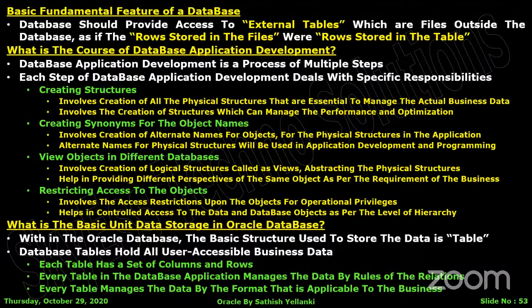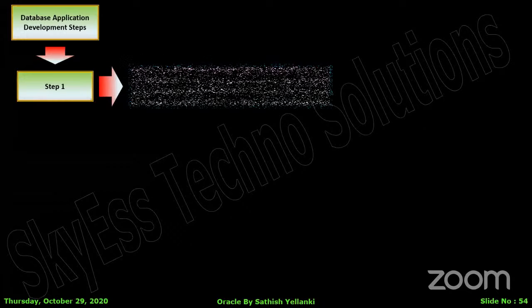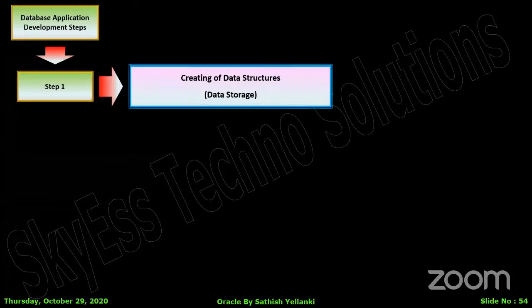So let us try to have a practical visualization of what we are speaking. Every database application has certain development steps, out of which step one is basically the area where the actual application development begins. Within step one, as I already said, you are creating the data structures. This is the step where you are creating the data structures for data storage. Am I clear with you?